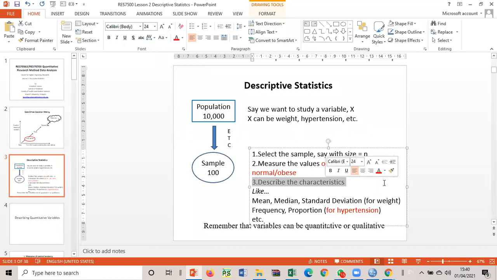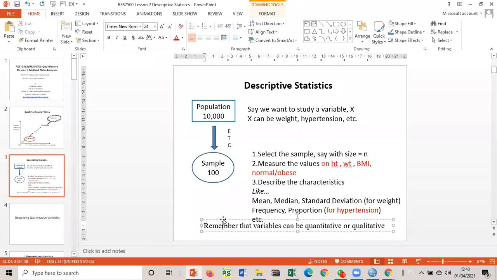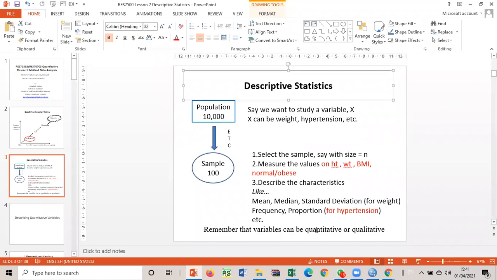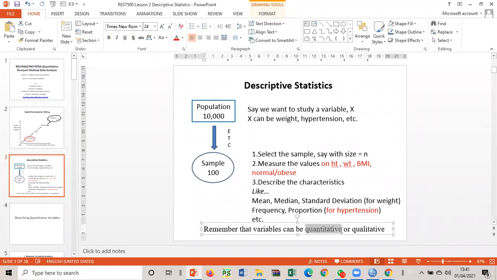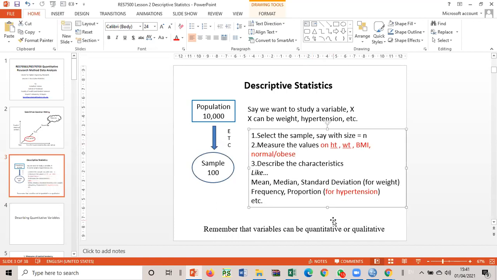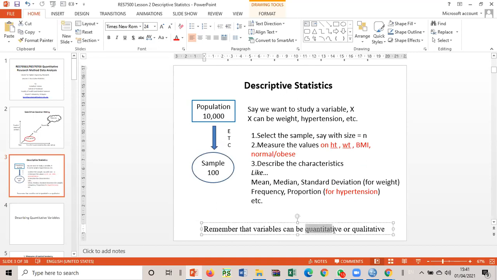To describe, first we need to know how the variable was measured. Was it quantitative or qualitative? Example, marks. Marks obtained by students: quantitative or qualitative? Quantitative. Grade: Grade A, B, C, D? Qualitative. Again, when you collect data, it will be a mixture of quantitative and qualitative. So to describe, you need to know whether it's quantitative or qualitative.